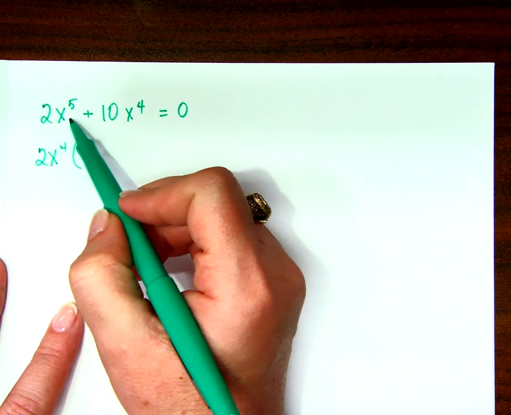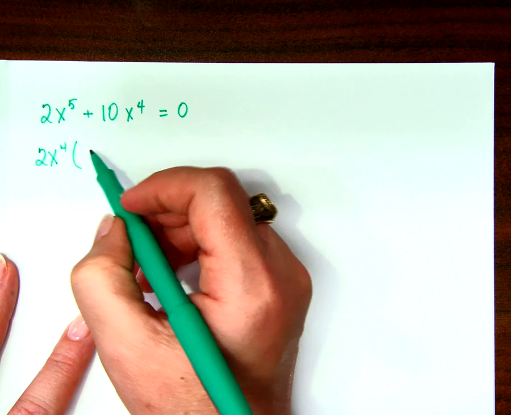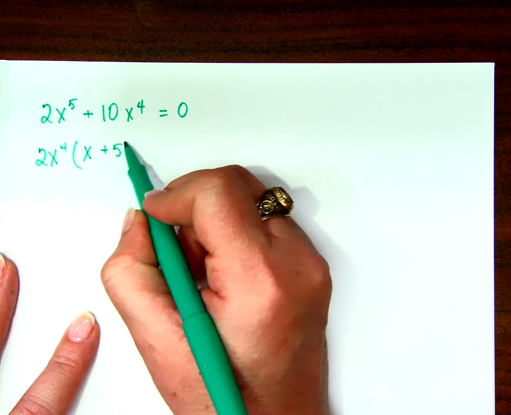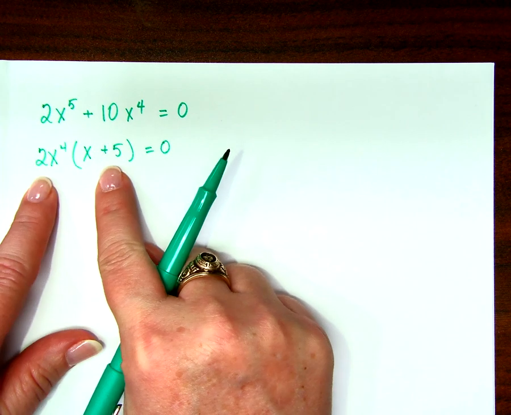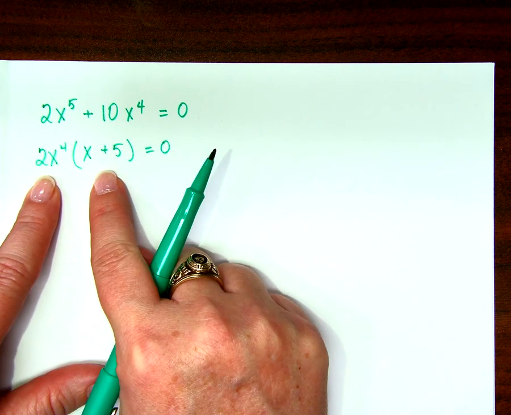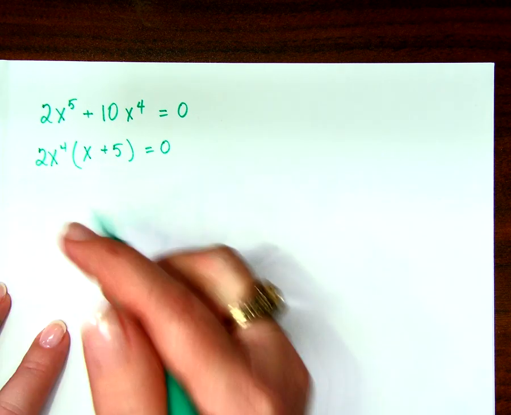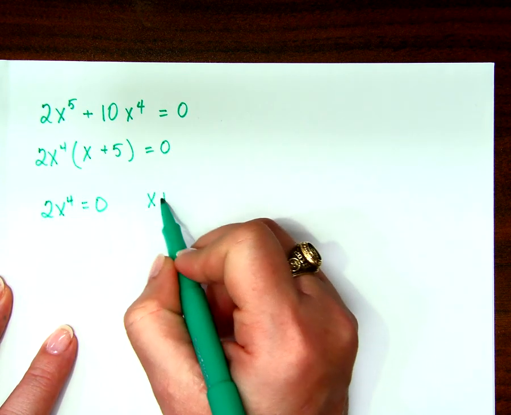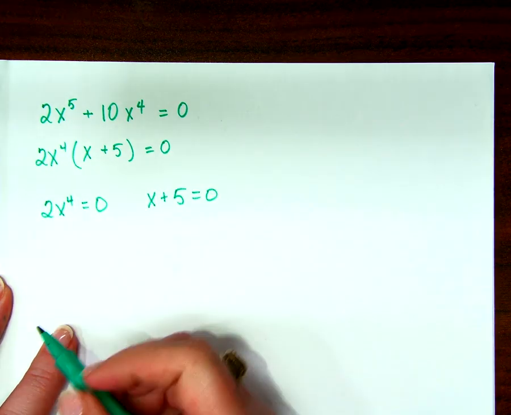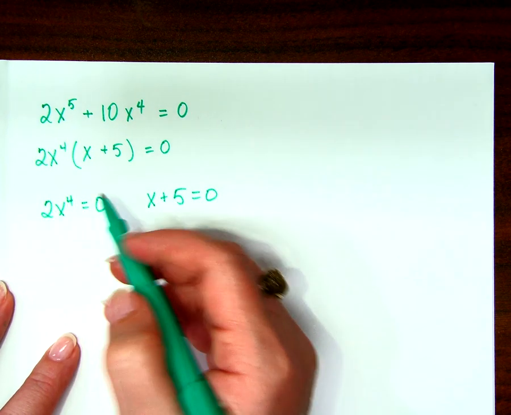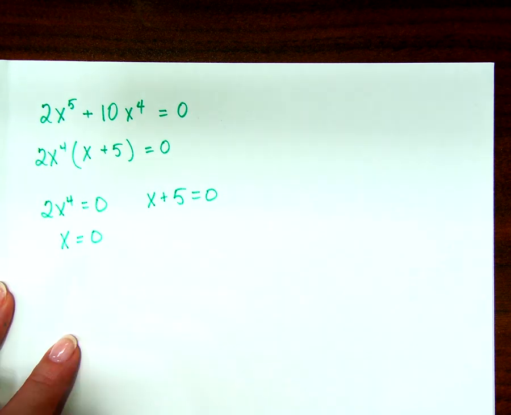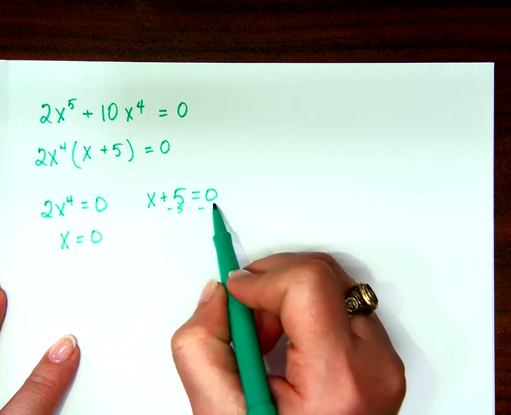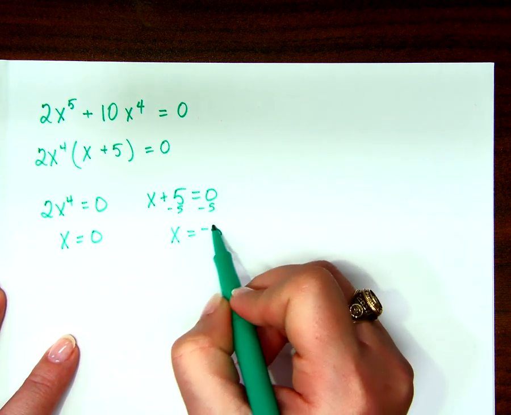If I divide that out of this term, what do I have left? x. And if I divide that out of this term, what do I have left? 5 equals 0. If I have two things multiplied together and they equal 0, it has to be true about at least one of them. So I set both of them equal to 0, just to cover all my bases. And then I just solve them. If 2 times x to the 4th equals 0, x is going to equal 0. If x minus 5 equals 0, then x equals -5.